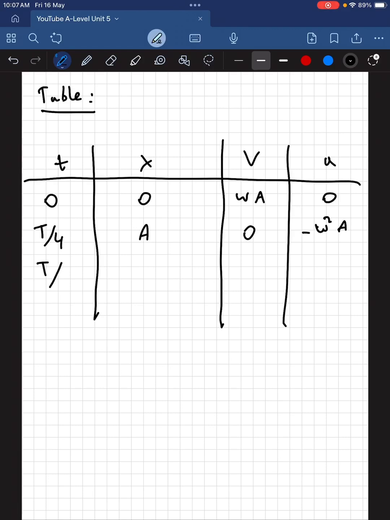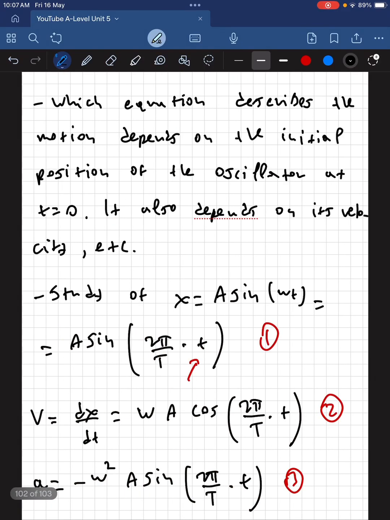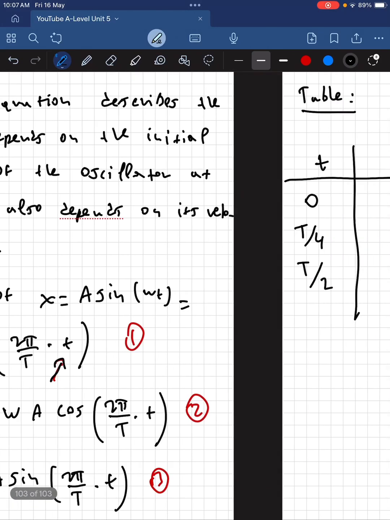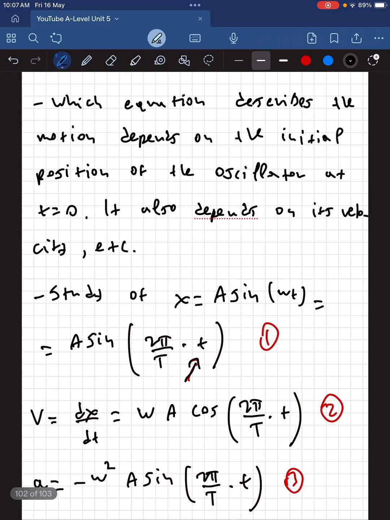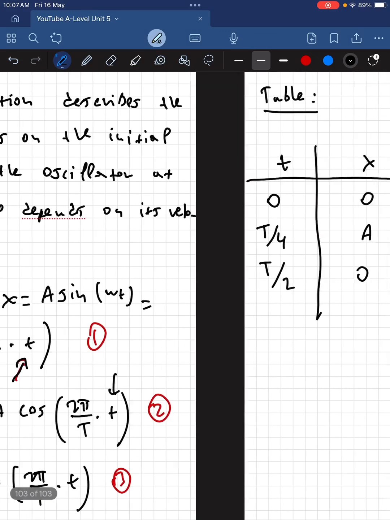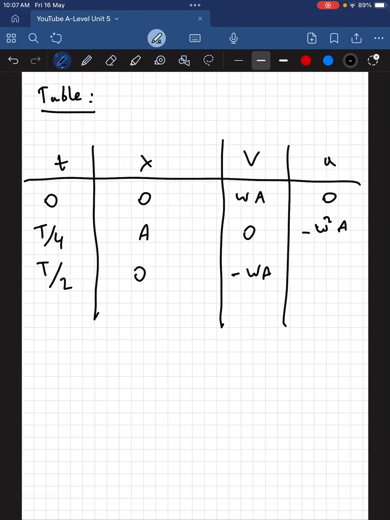For time equal to 1/2 of a period, if we plug in T over 2, we end up with sine of pi, which is 0 again. Then the velocity is minus omega a, because if we plug in T over 2 in the cosine, we will get cosine of pi, which is minus 1, okay? So minus omega a, and the acceleration is 0, okay?